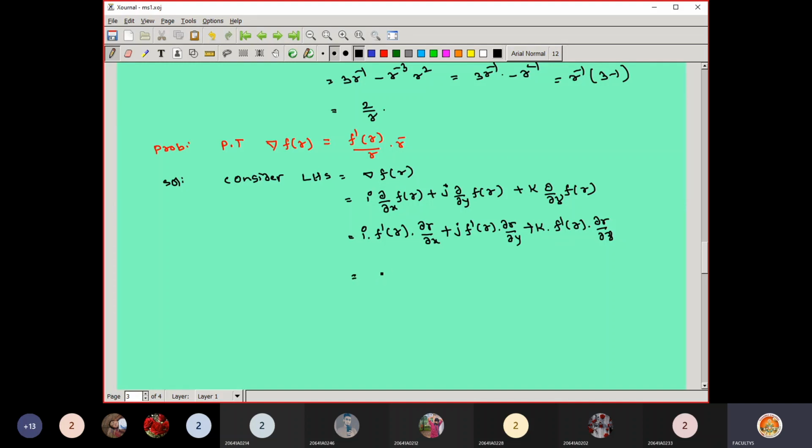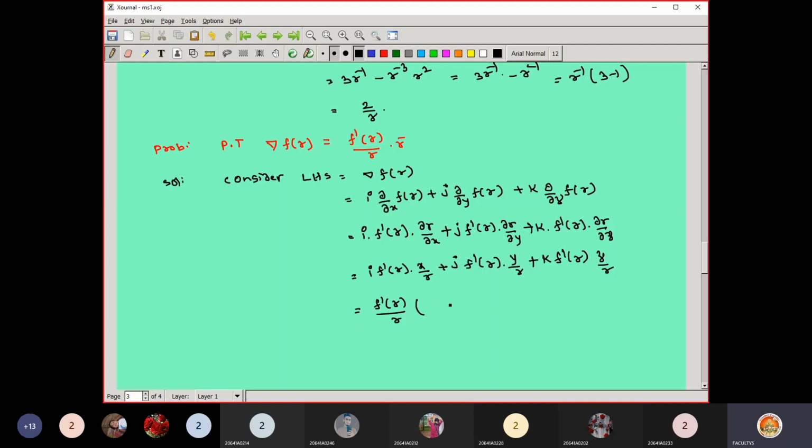So I'm writing here i f dash of r as it is, dou r by dou x is nothing but x by r, plus j f dash of r, dou r by dou y is nothing but y by r, plus k, you are writing f dash of r into dou r by dou z, which is z by r. So what is common here? It is f dash of r divided by r that is common totally.